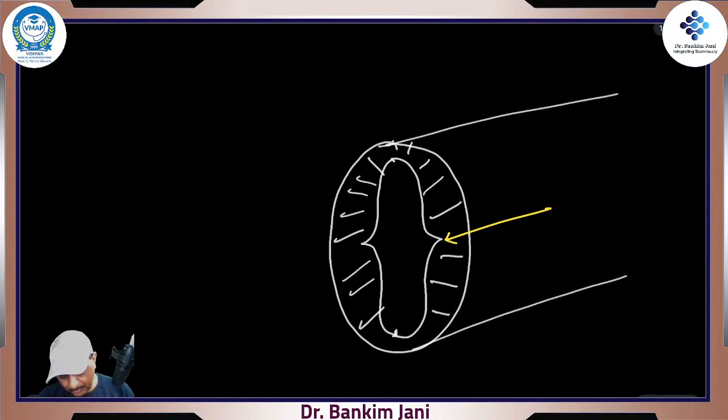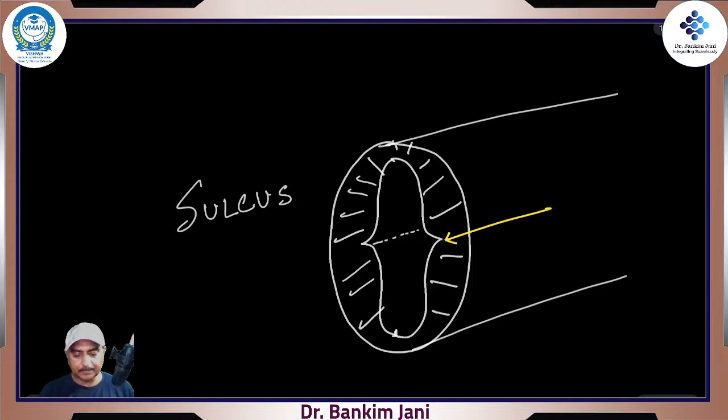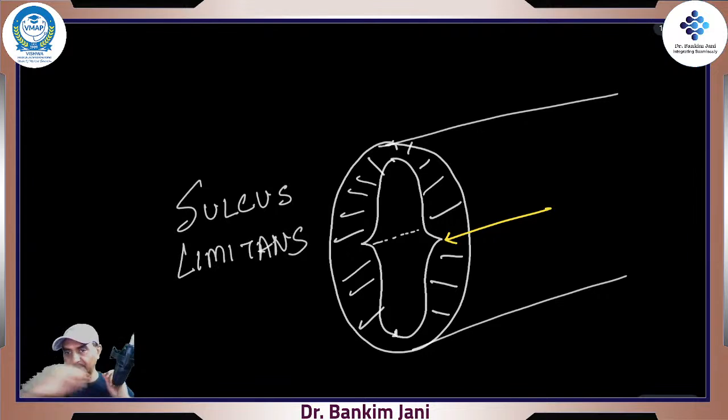this ridge will go like this. Internally, it is a ridge all the way, so when it is a ridge, we call it a sulcus. This is called the sulcus limitans. This sulcus will be all the way from one end of the neural tube to the other end of the neural tube.